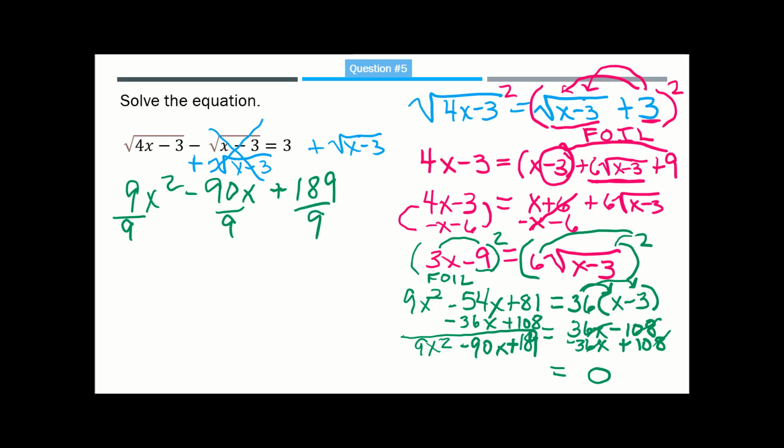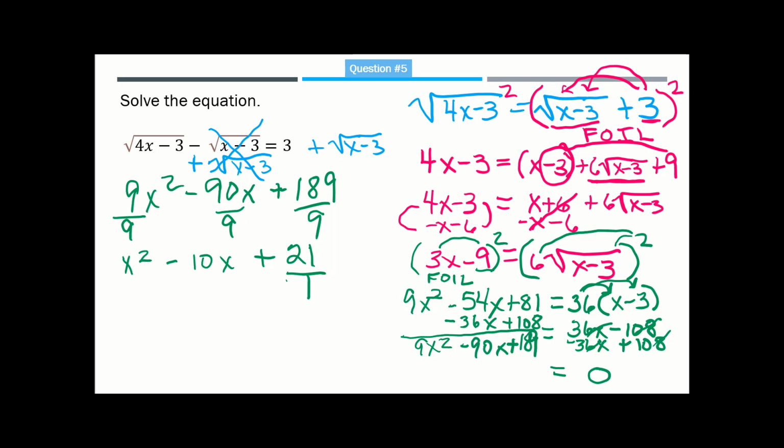Make it much easier to factor. 9 divided by 9 is x squared. Negative 90 divided by 9 is negative 10x plus 189. Let me double check with my calculator. 189 divided by 9 is 21. So now I'm going to look at the factors of 21 that add to negative 10.